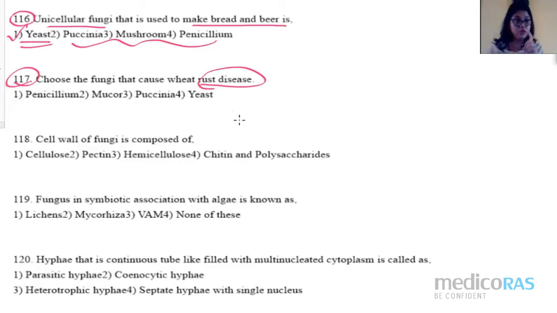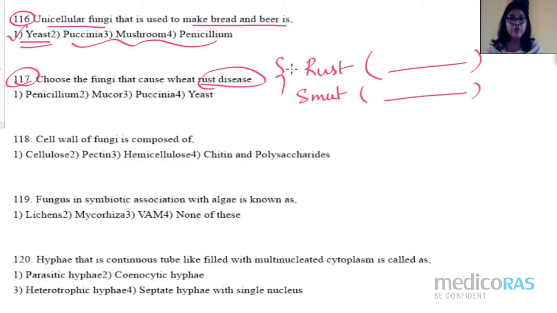Please notice that in your NCERT textbook they have written about some rust diseases, right? Under that they have mentioned the names, correct? And again they have written about some smut diseases. Under that they have mentioned some names. In that, you get the answer that Puccinia actually causes the rust disease of wheat, right? So Puccinia is the answer.